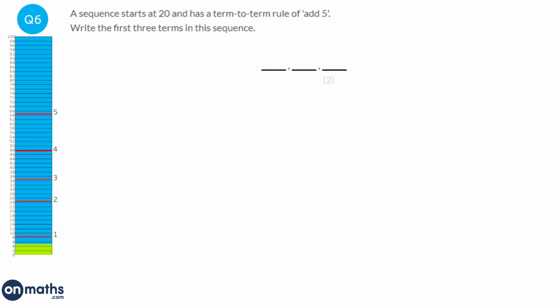We're told the sequence starts at 20, so our first term will be 20. And we're told that the rule is add 5. So we're going to add 5 to that, and that'll be 25 for our second term. Add 5 again, and that'll be 30 for our third term.